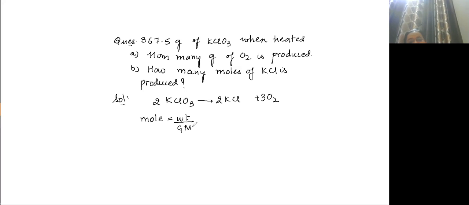What is GMM of KClO3? Weight is 367.5. Potassium is 39, chlorine is 35.5, oxygen is 16. So it will be 122.5. So how many moles you will get?